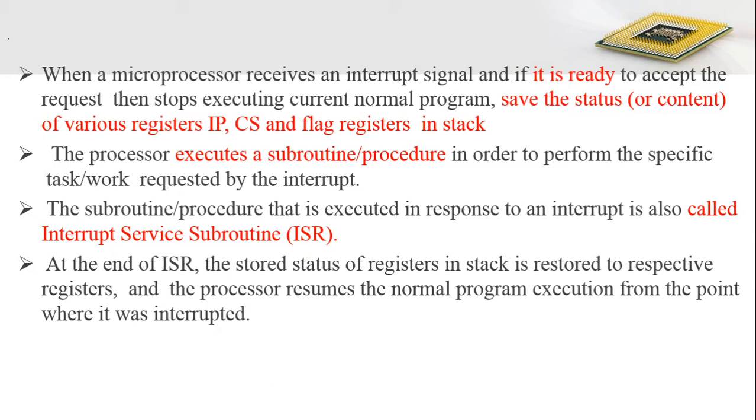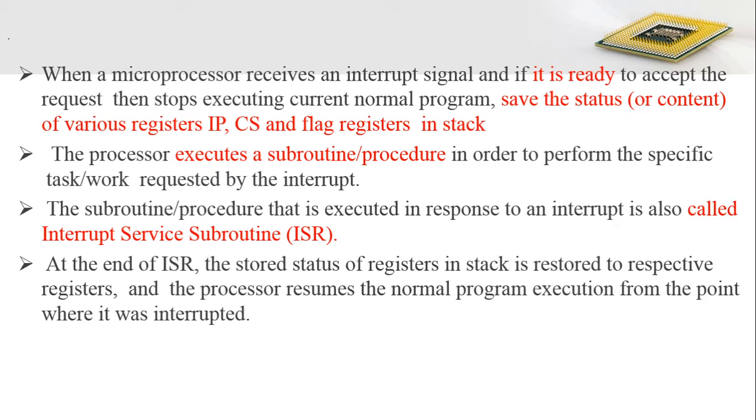Next is an overview of the interrupt action. What are the steps involved in an interrupt action? When a microprocessor receives an interrupt signal and if it is ready to accept the request, it stops executing the current normal program and saves the status information, like the values of the instruction pointer register, code segment register and flag register, onto the stack top.